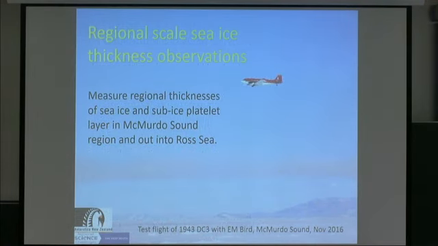So the most recent thing we want to do is move much further out into the Ross Sea. And so to do that, we need to not fly under a helicopter, but we need to fly under a DC-3. And this is Rosie under the DC-3 in McMurdo Sound.